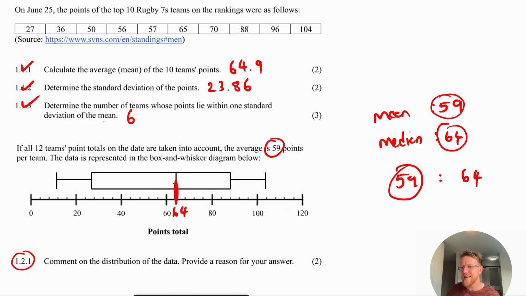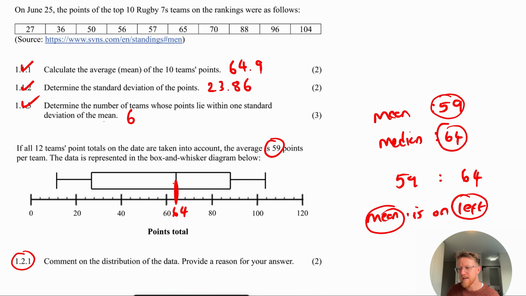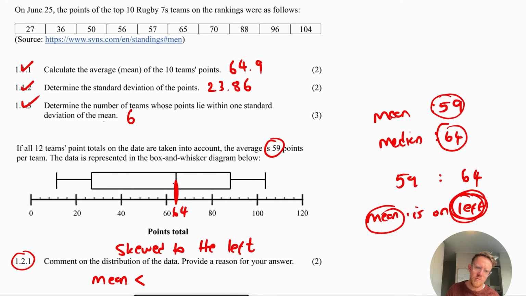So the mean is on the left, because on a number line, 59 is smaller than 64. So the mean always follows the skewness. If the mean is on the left, then this data is skewed to the left. The reason for that, you can literally just say, is that the mean is smaller than the median.